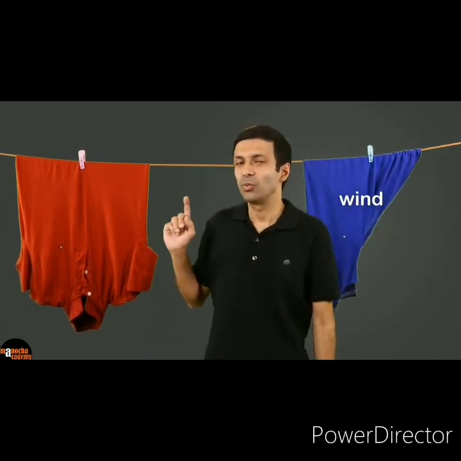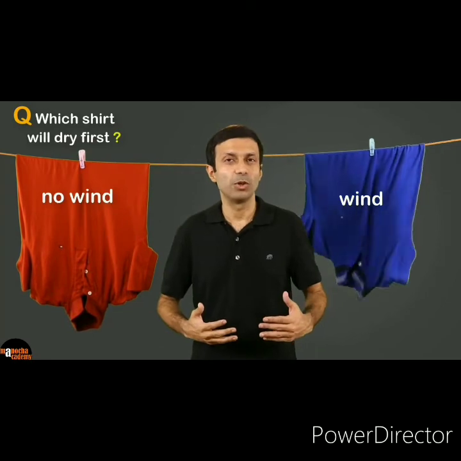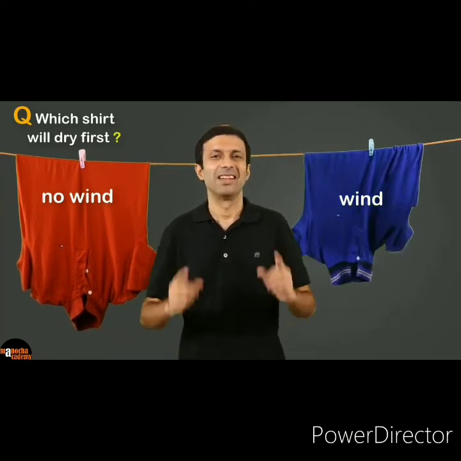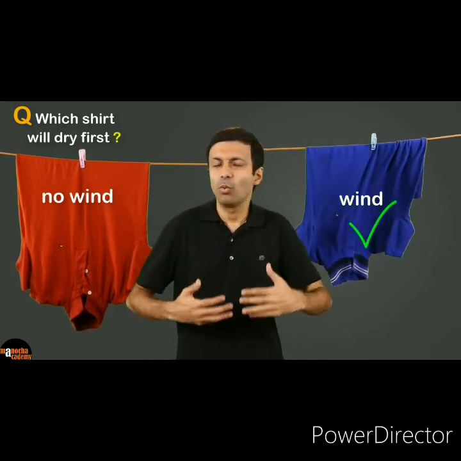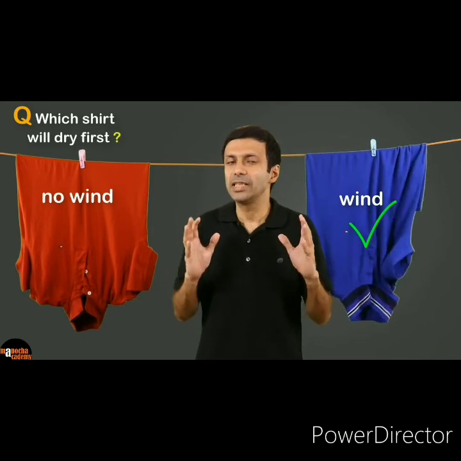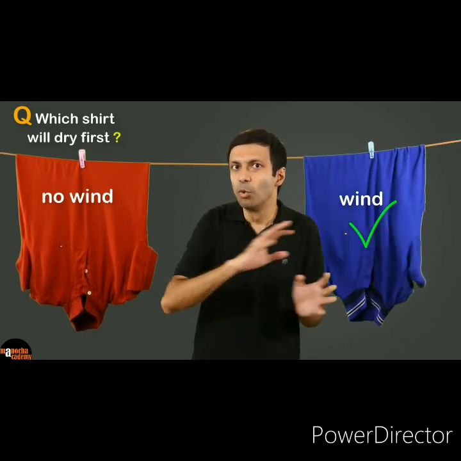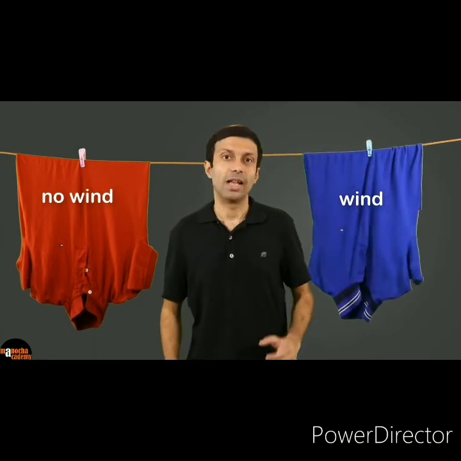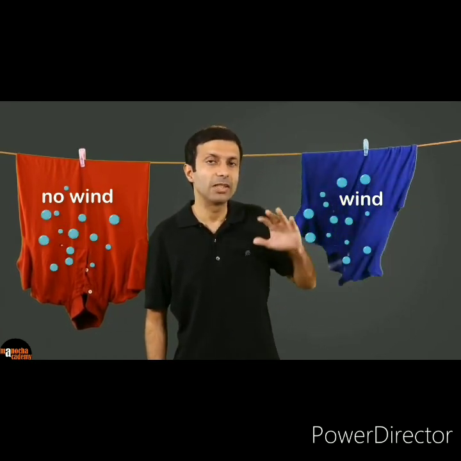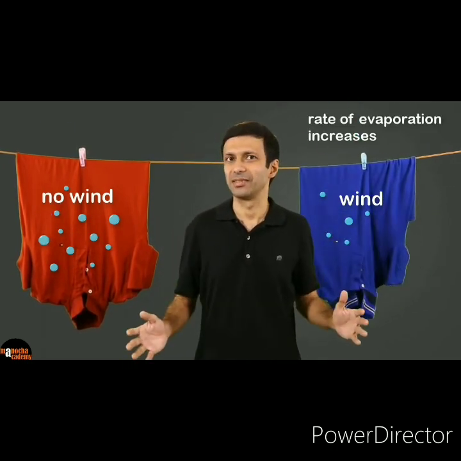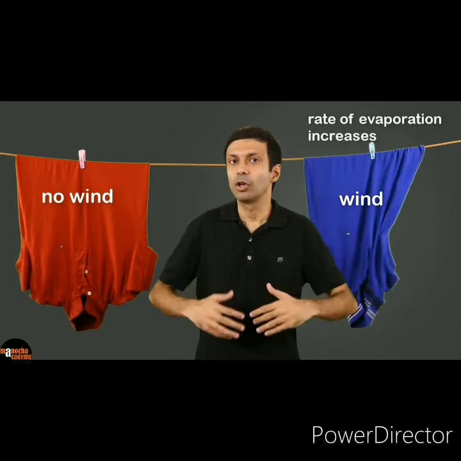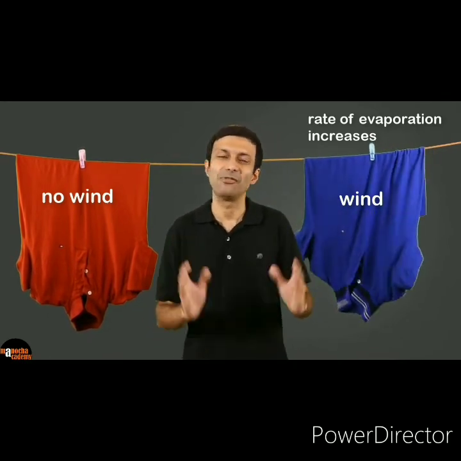If the two shirts are kept at the same temperature, but one where there is a lot of wind and one shirt where there is no wind, which one do you think will dry first? That's right, it's going to be the blue shirt getting more wind. Now, why is that? Because with increase in wind speed, the water vapor will move away with the wind. So that decreases the amount of water vapor in the surroundings for this shirt, and so the rate of evaporation increases. You might have done this before where we put clothes under the fan for them to dry faster.